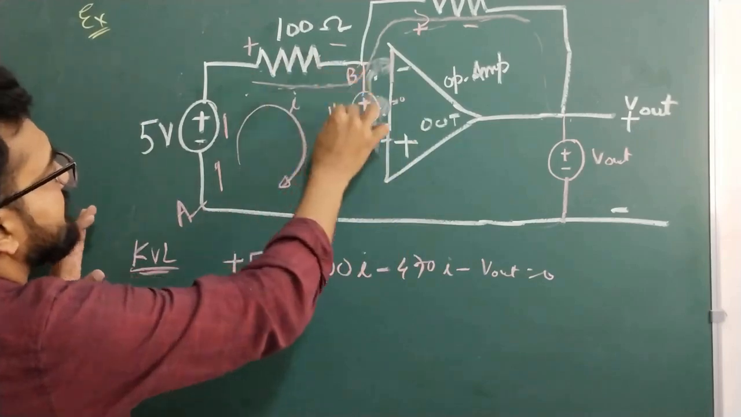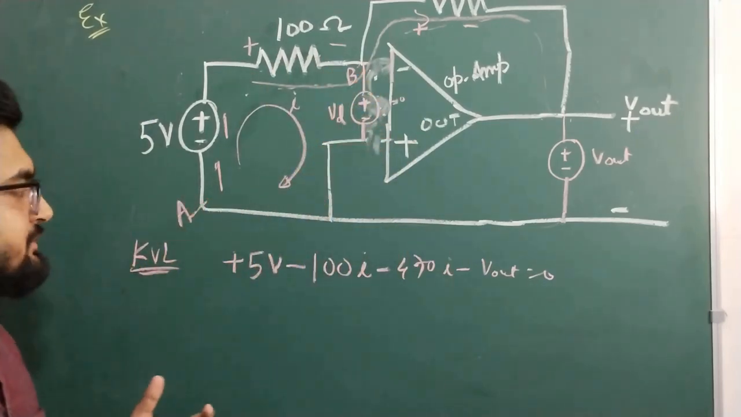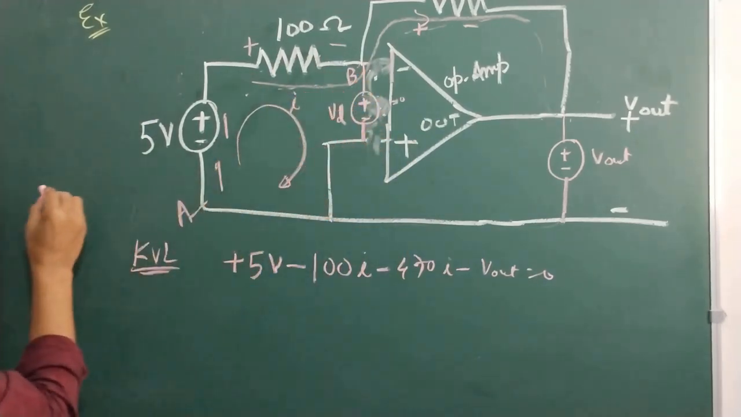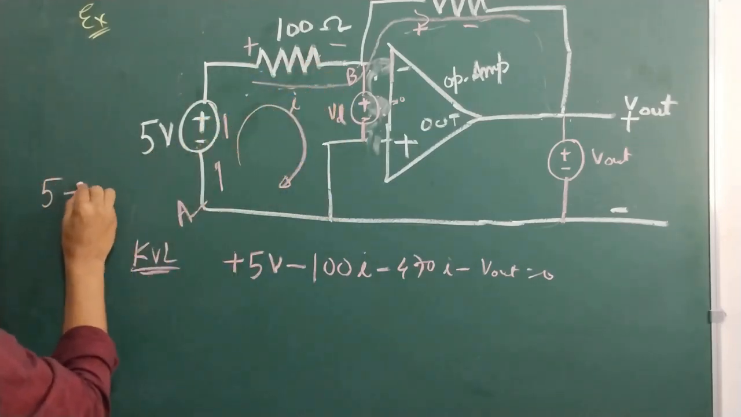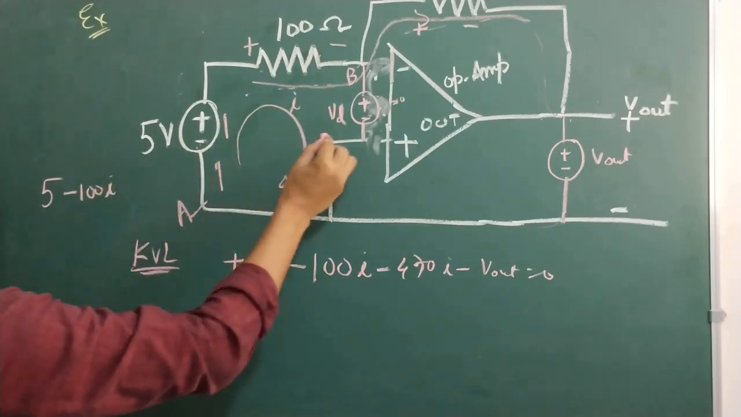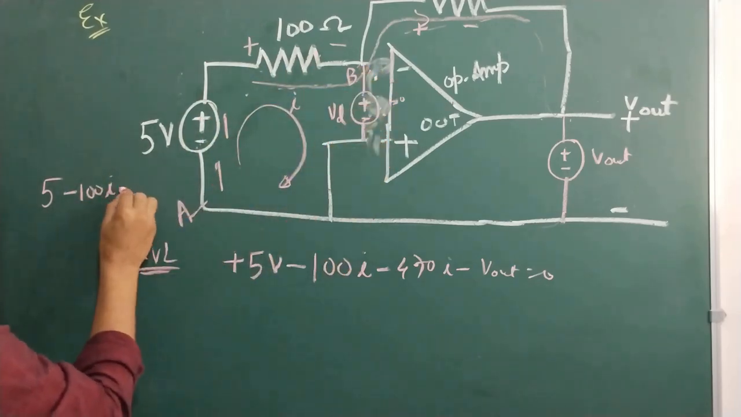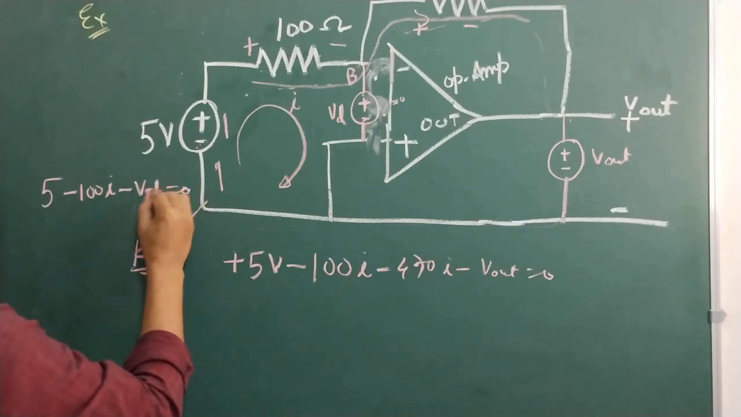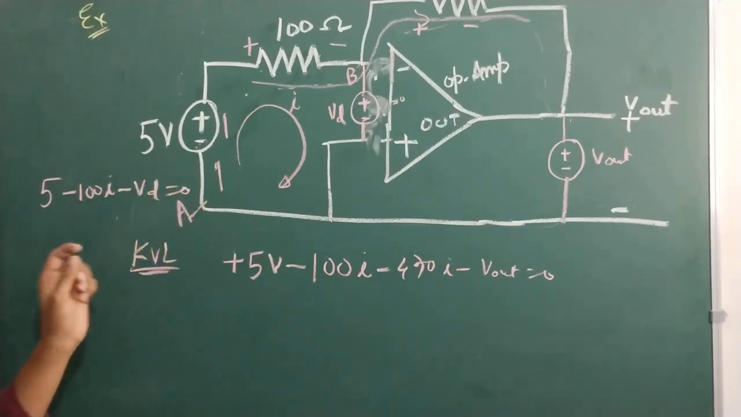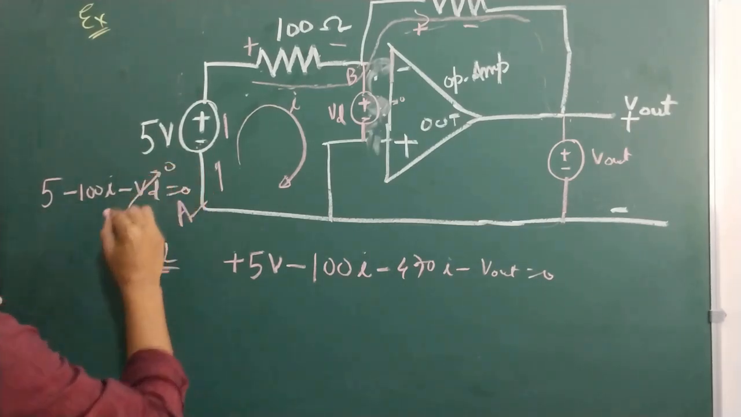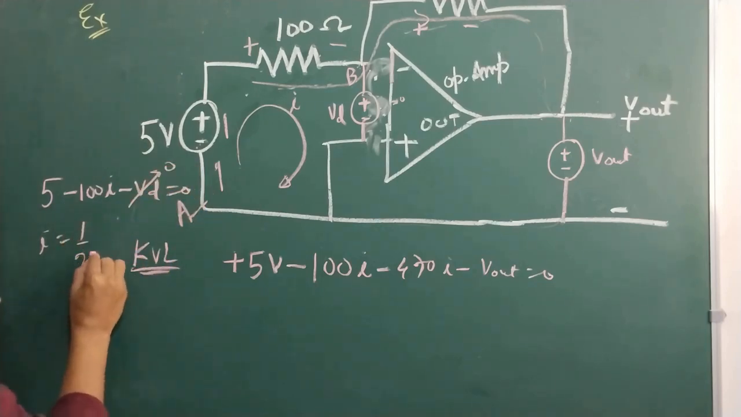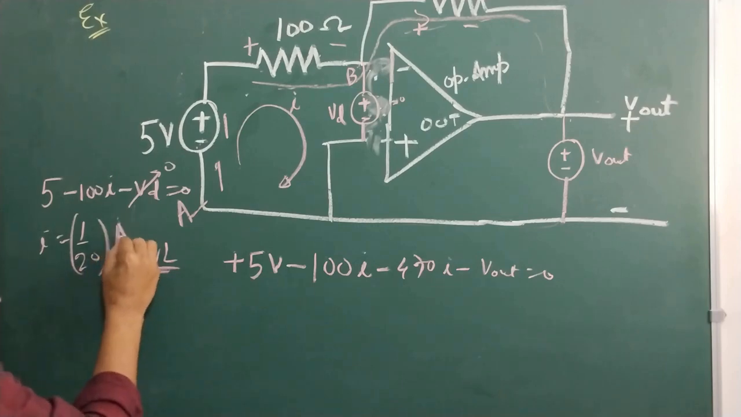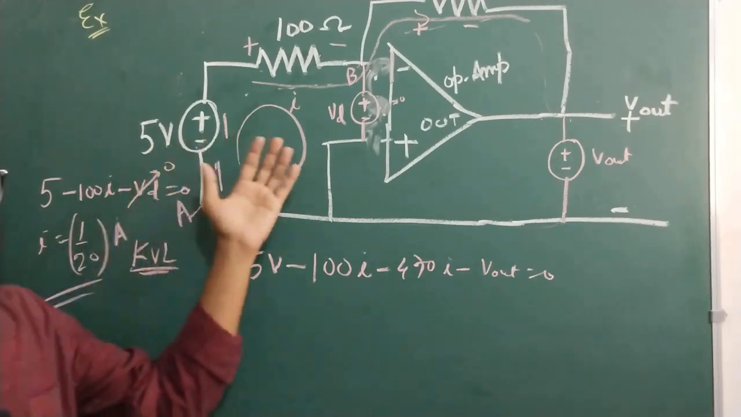Now this is another loop, so we can apply KVL here as well. Applying KVL here, it is 5, minus to plus, then minus 100I, and minus VD equals 0. It's given in the question that VD is 0, so just remove this. This gives us current I equals 5 over 100, that is 1 over 20 amperes. So we got the current passing through the circuit.